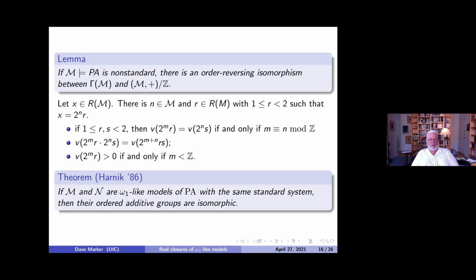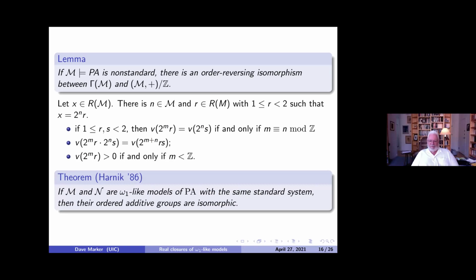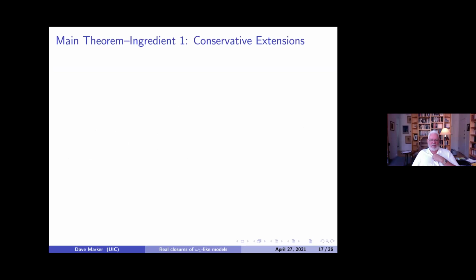corollary. Okay, so the rest of the talk, I want to describe the result with Charlie and Jim on ω1-like models of PA, trying to construct examples where the real closures are all non-isomorphic. So let me discuss the ingredients. Some of these are sort of classical things about PA.